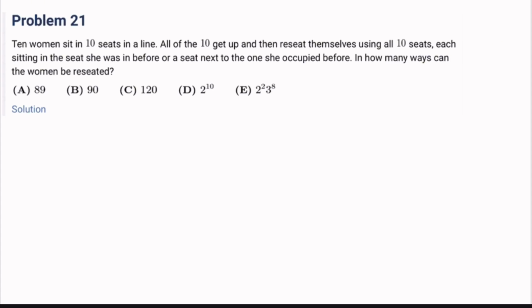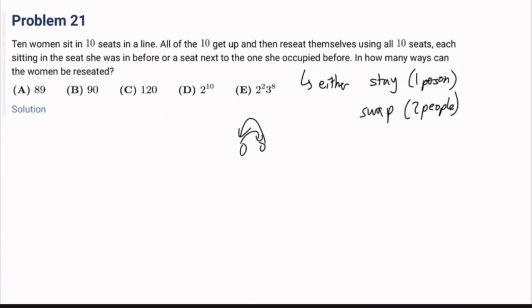First, we have to notice that the women can either stay, which requires just one person, or they can just swap, which requires 2 people, right? 2 people to just swap like that. Now it's just a problem where we count for all stay, or 1 swap, 2 swaps, 3 swaps, all the way to 5 swaps, right?